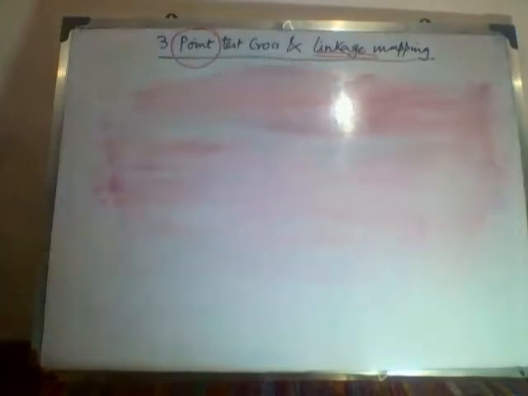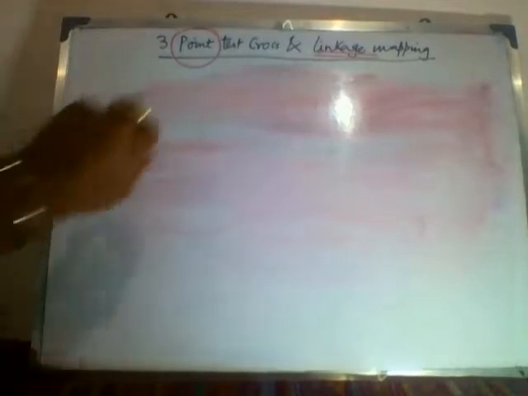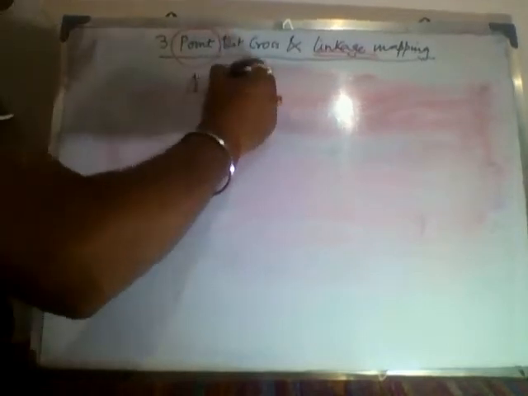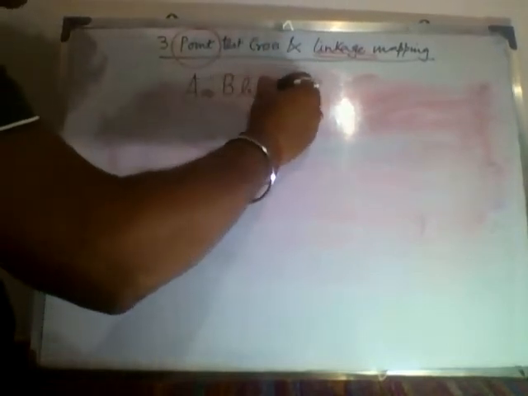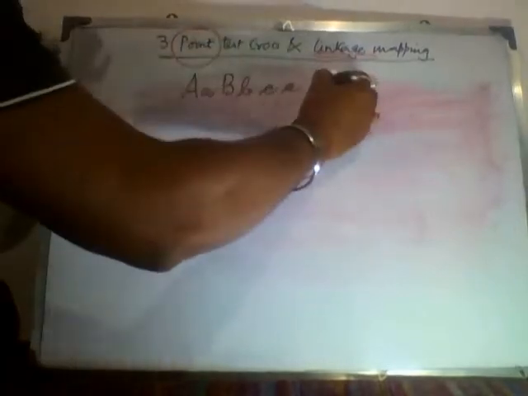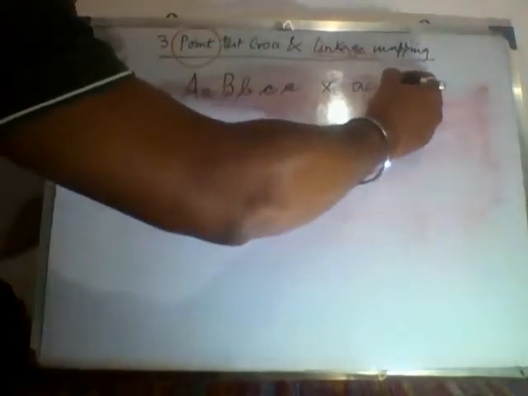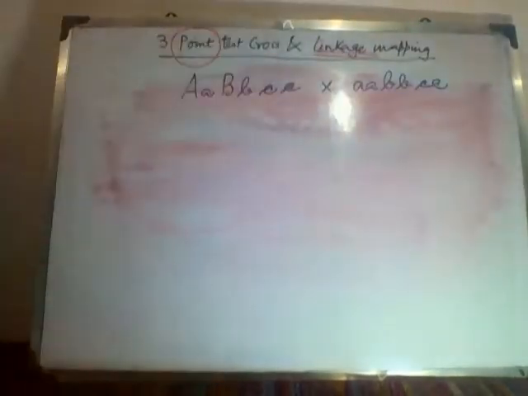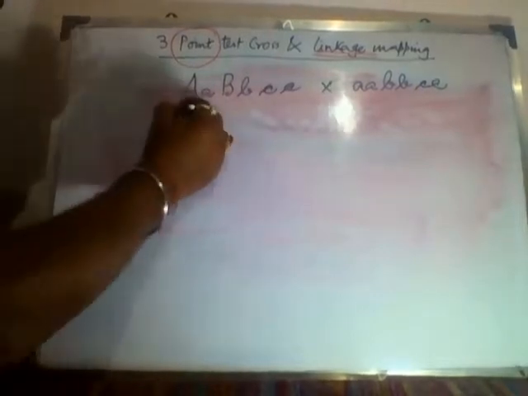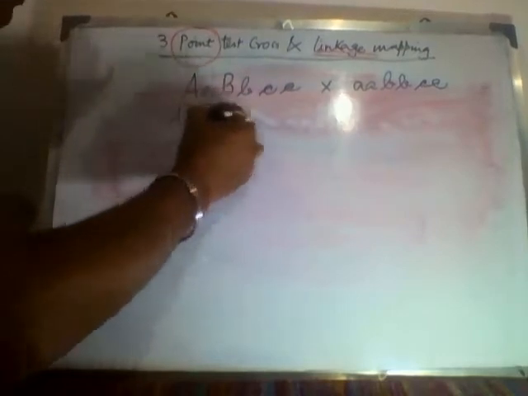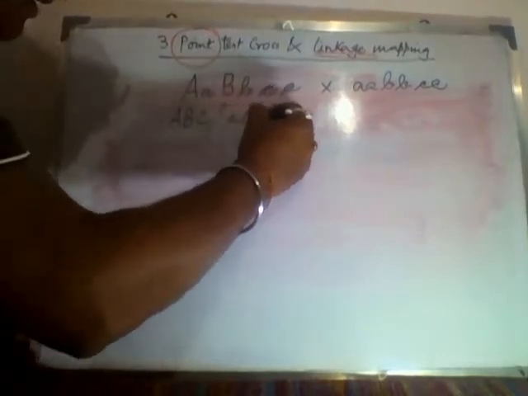So in a practical numerical problem, you will be given the data of a 3-point test cross population. Means you had a hybrid like this, and this hybrid has been test crossed with all recessive parent, and you have got a population of different genotypes, right? And the genotypes will be like this: capital A, capital B, capital C by small a, small b, small c. This gamete has come from this test cross.